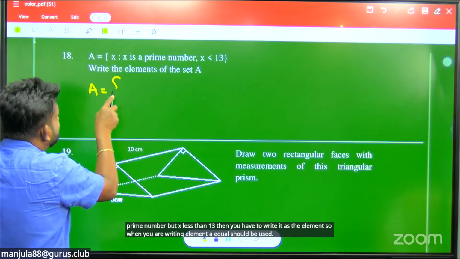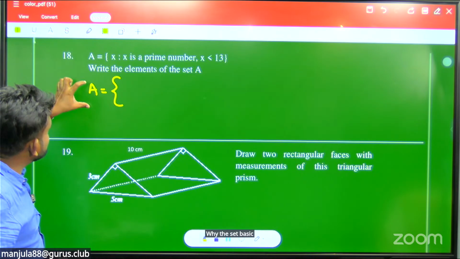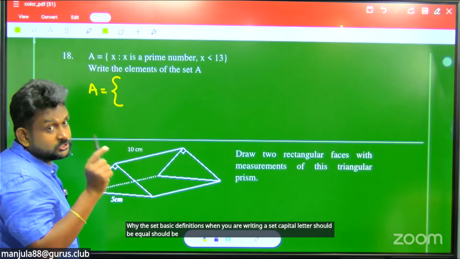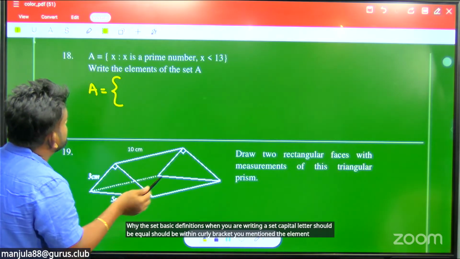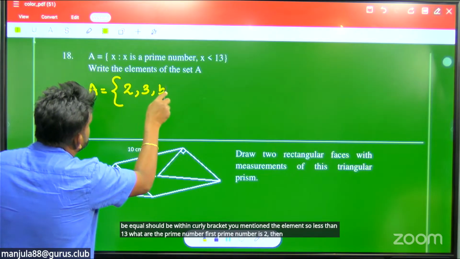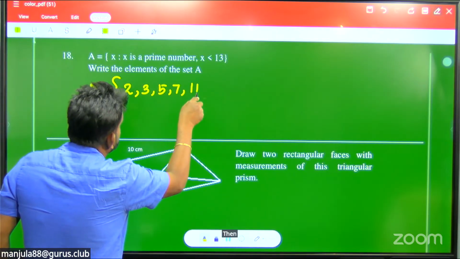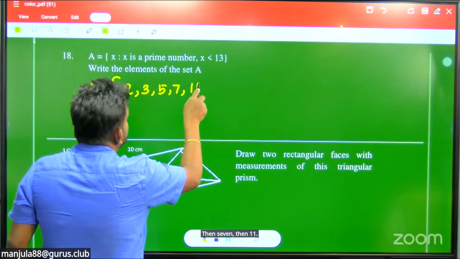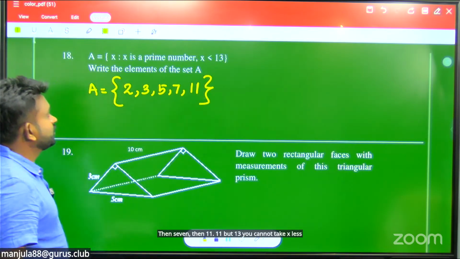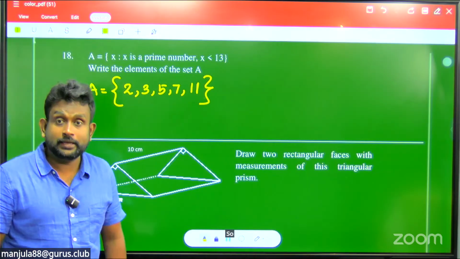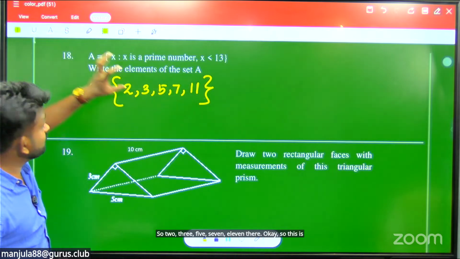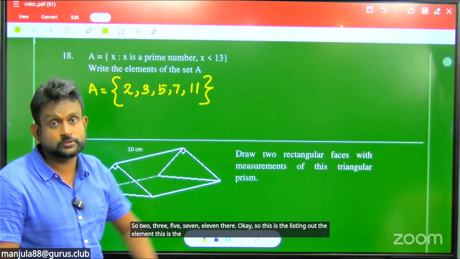Why? The set basic definitions. When you are writing a set, the capital letter should be equal, within curly brackets. You mention the elements. So less than 13, what are the prime numbers? First prime number is 2, then 3, then 5, then 7, then 11. But 13 you cannot take. It's less than 13, they are saying. So 2, 3, 5, 7, 11 there. Okay, so this is listing out the elements. This is the generative form.